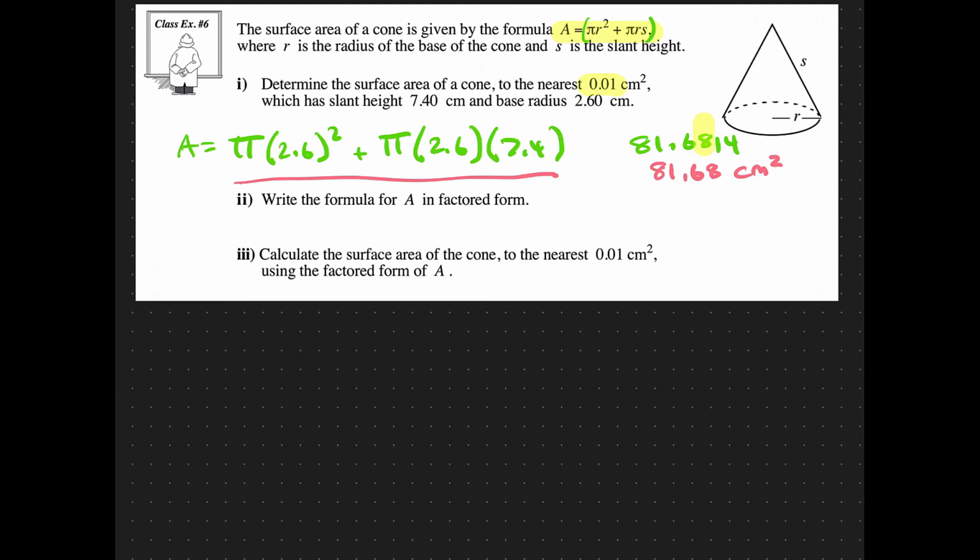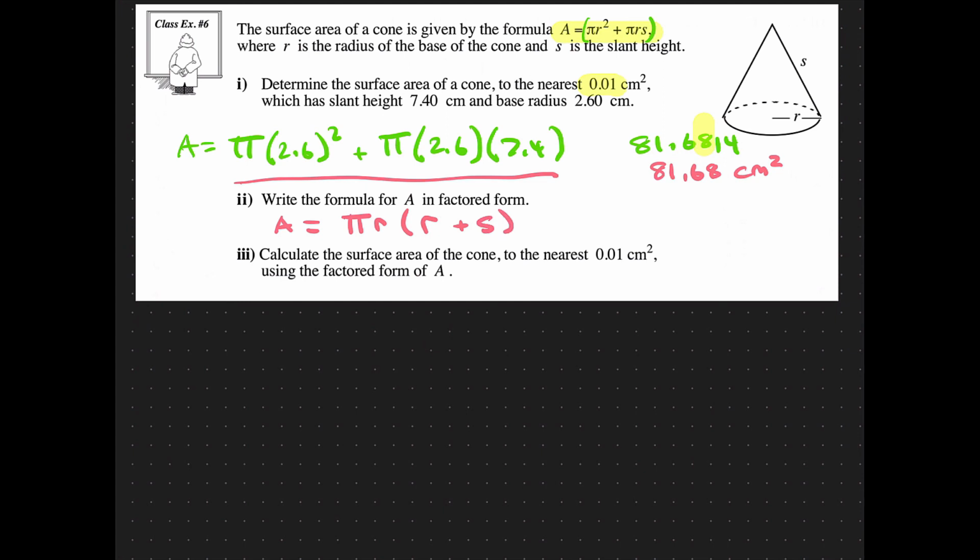Now it says, hey, take that formula and factor something out of there. So what can I factor out? Well, A is going to equal, notice that within that binomial, I've got the two terms. There's a pi and an r in each one of those terms. So I'm going to pull out a pi, and I'm going to pull out an r. What's that going to leave me with? Well, 1r in the first term, and it's going to leave me with an s in the second term.